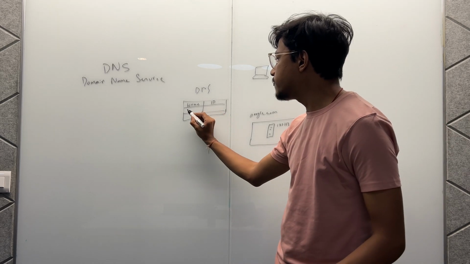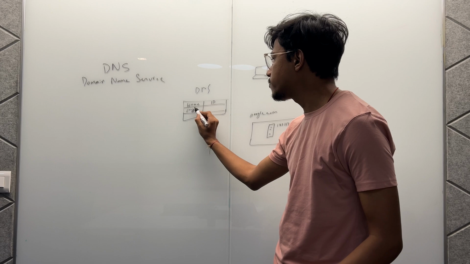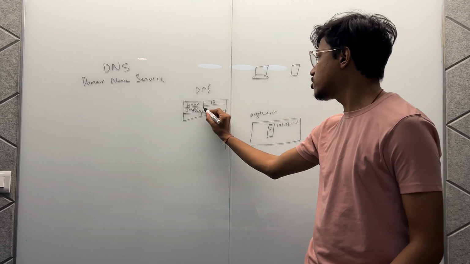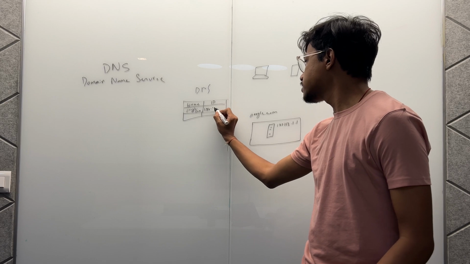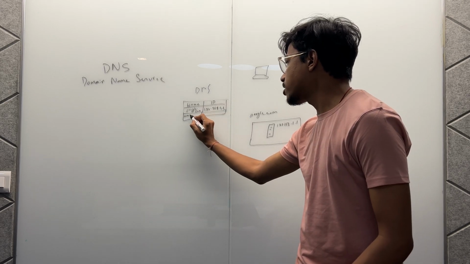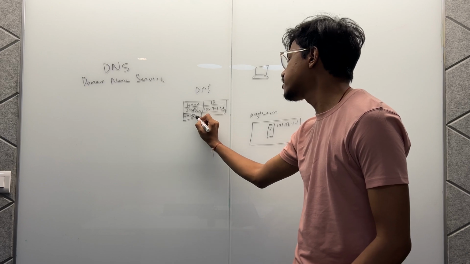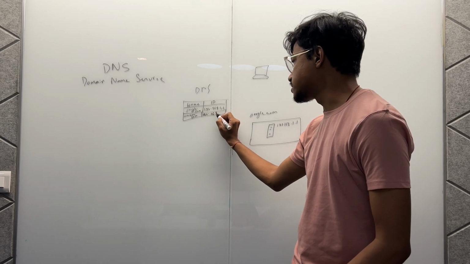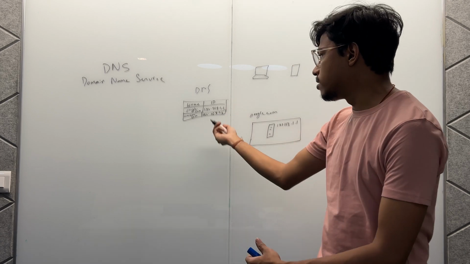So for example, it will have google.com as the key, and its value will be the server address 192.168.1.1. Similarly, it might also have amazon.com, if Amazon is using it. Generally they have their own service, but I'm just taking an example, 192.168.1.2. It will lead you to the Amazon server.